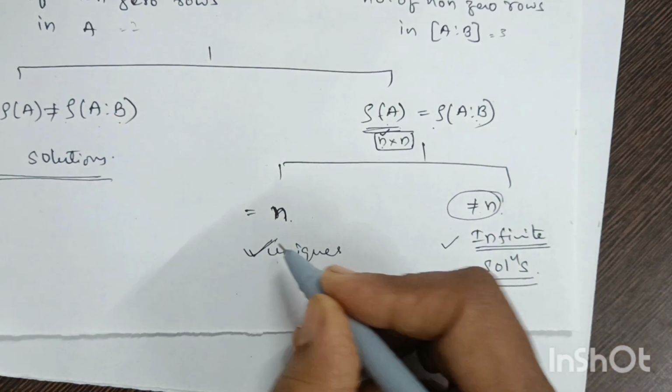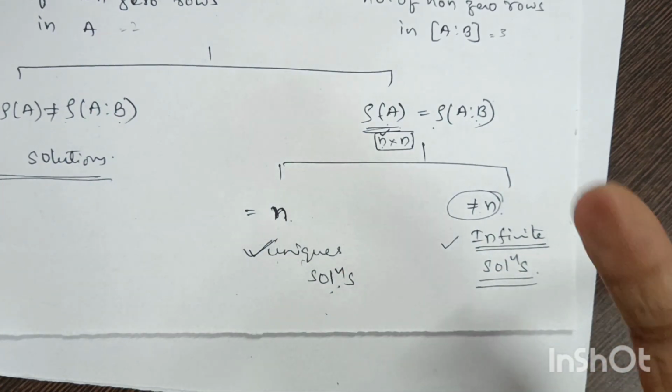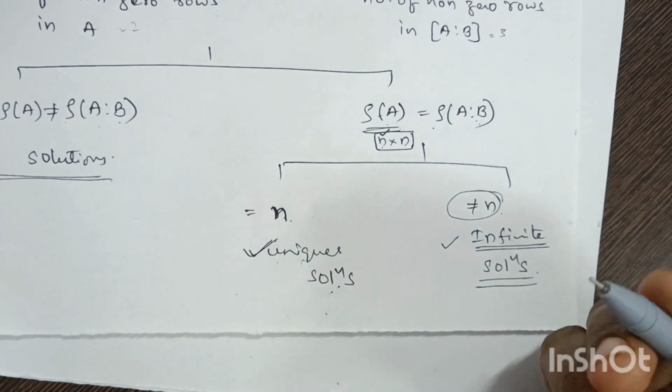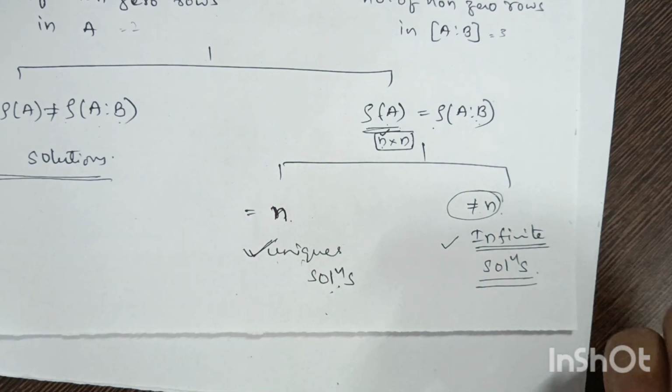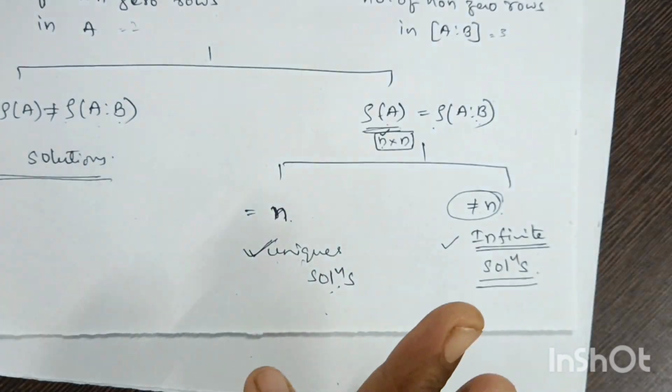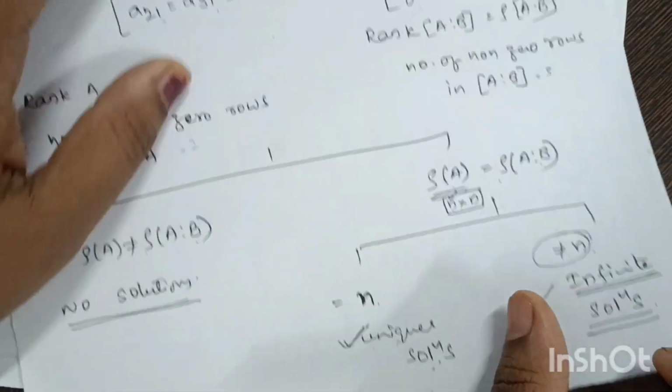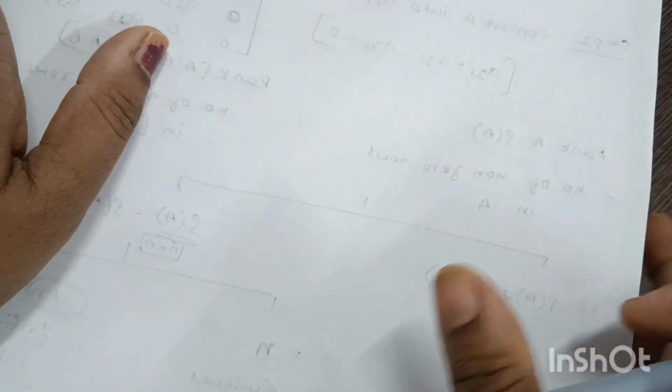So in our exams, the options will be: the equation has a unique solution, no solutions, or infinite solutions, like that. For that purpose, this is the process. Okay, I'll explain this with one example.